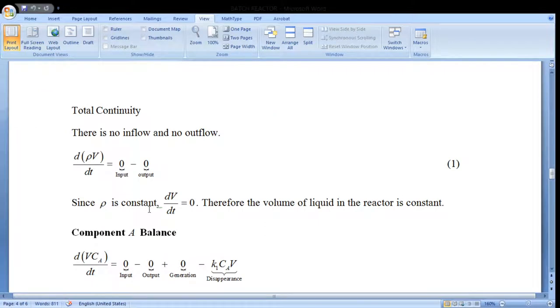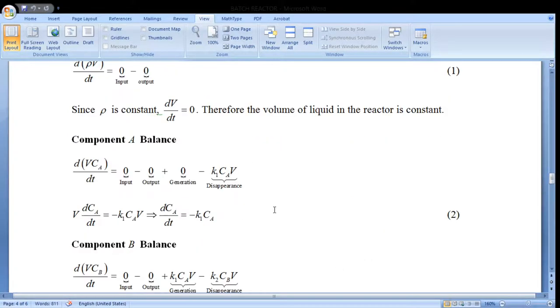If we write the continuity equation for a batch reactor, nothing is coming in, nothing is going out, so the total mass is conserved, and dm/dt is equal to 0. So this is one. Here the density is constant, so dV/dt is 0, so the volume of liquid in the reactor is constant. Now we are doing the component balance.